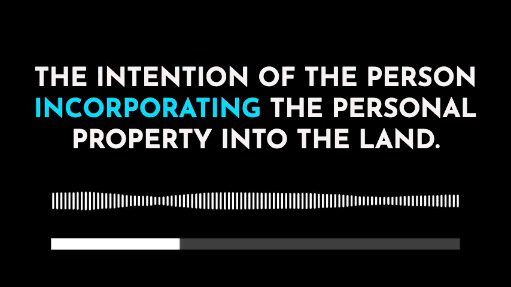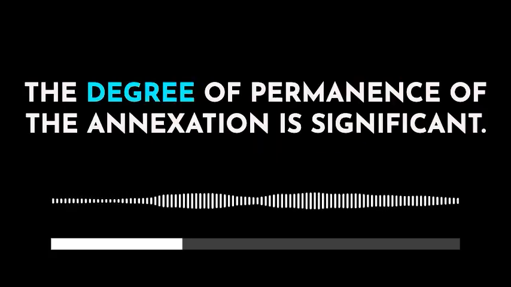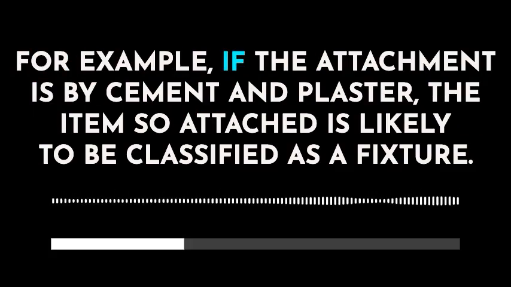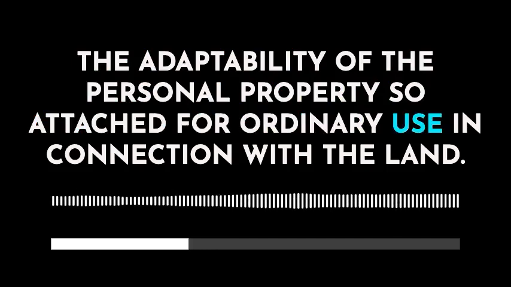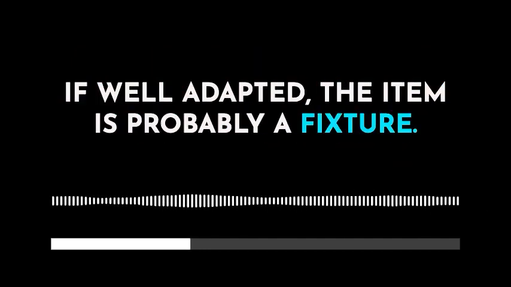These are: 1. The intention of the person incorporating the personal property into the land. 2. The method by which the property is incorporated into the land. The degree of permanence of the annexation is significant. For example, if the attachment is by cement and plaster, the item so attached is likely to be classified as a fixture. 3. The adaptability of the personal property so attached for ordinary use in connection with the land. If well adapted, the item is probably a fixture.